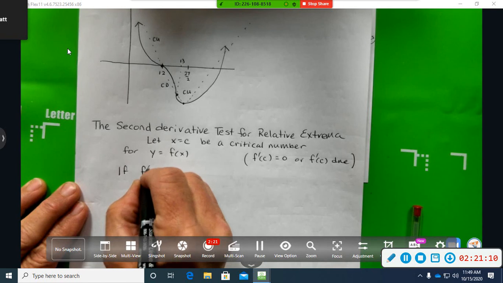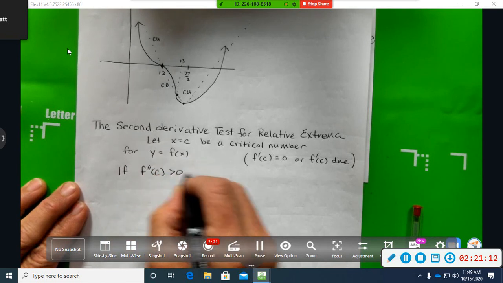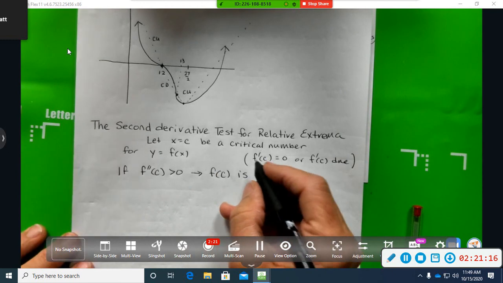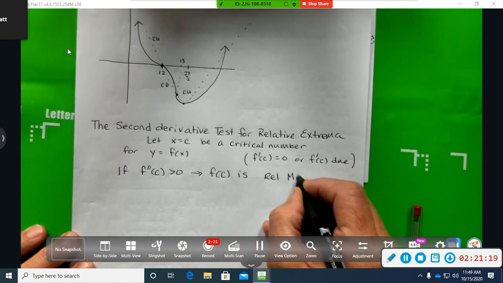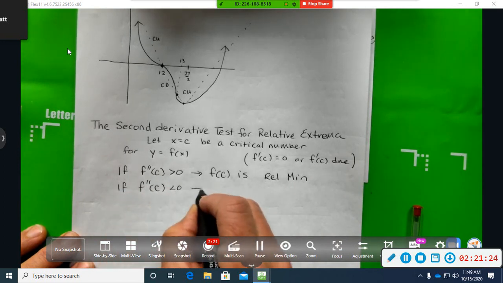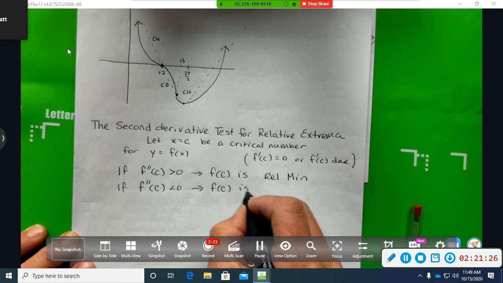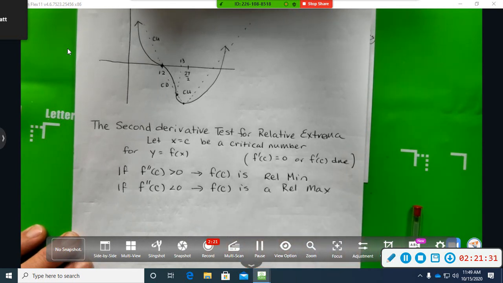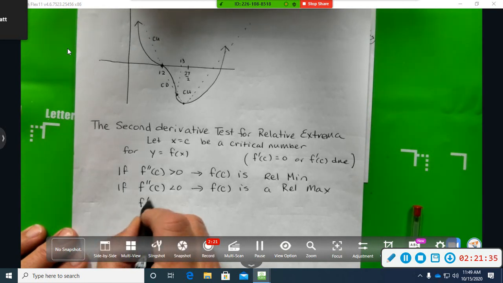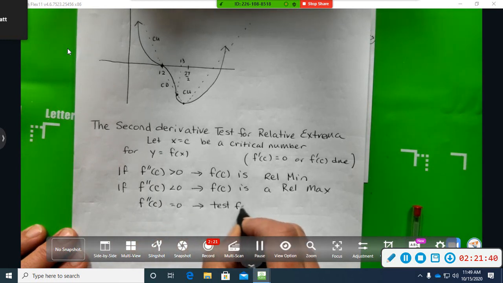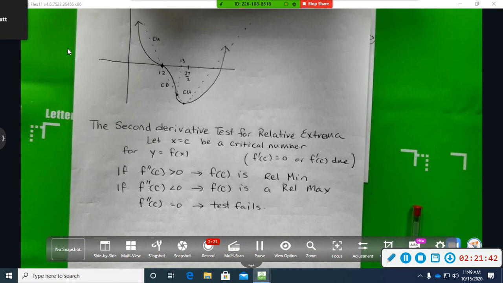If f double prime at c is positive, then f of c is, that's the concave up case, a relative min. If f double prime at c is negative, then f of c is a relative max. If f double prime at c is 0, test fails. Go back and use the first derivative test. Go back and do the whole thing with the number line.